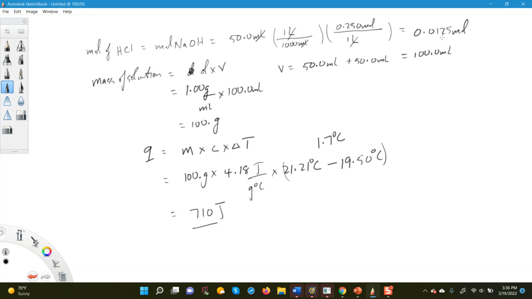So 710 divided by 0.0125, and according to my calculation, this is equal to 5.7 times 10 to the 4 joules per mole, which would be the same thing as 57 kilojoules per mole. All right, so that's basically how we answer this question.